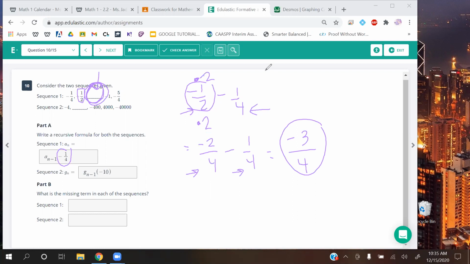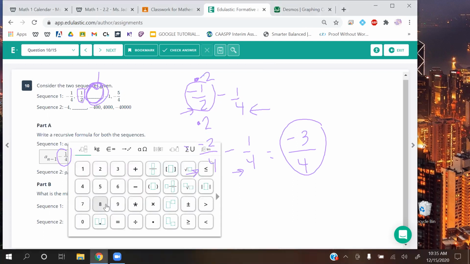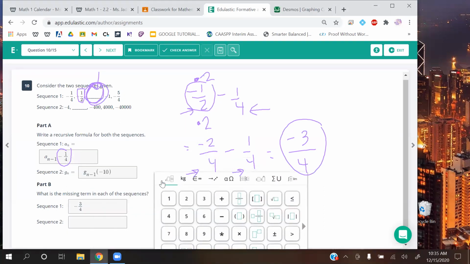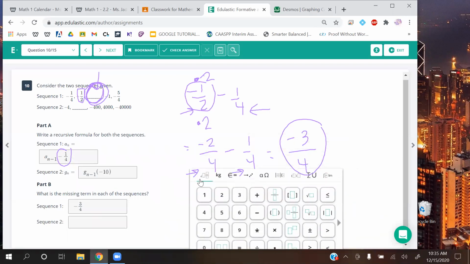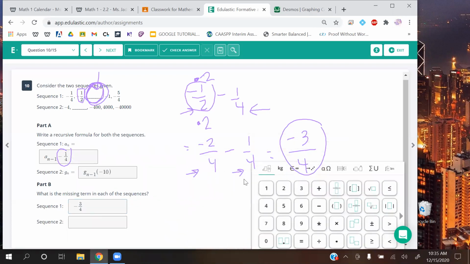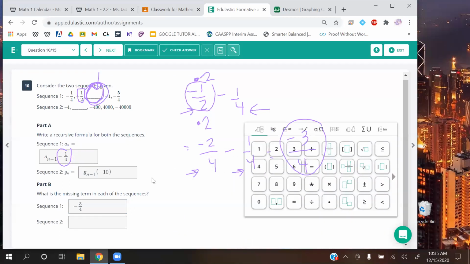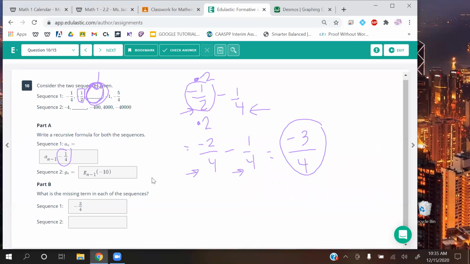So I'm gonna go type that in as our missing term. Negative 3 over 4. Wow, that's totally just in the way and I can't see anything. There we go. Negative 3/4. I'm just gonna put it there. All right, and then sequence 2, we're gonna go ahead and do that one.